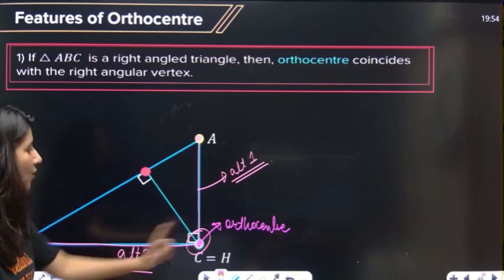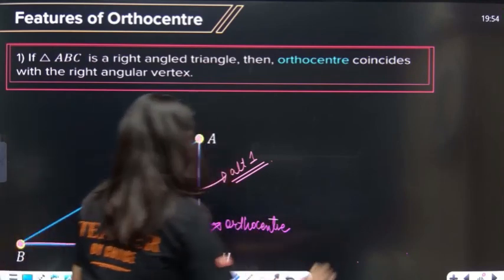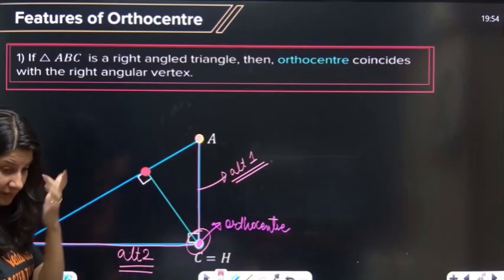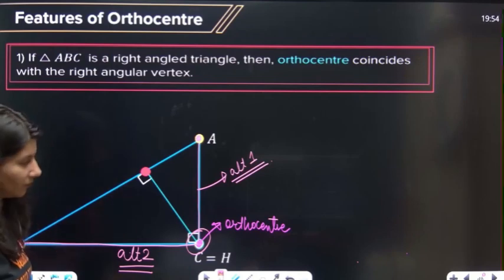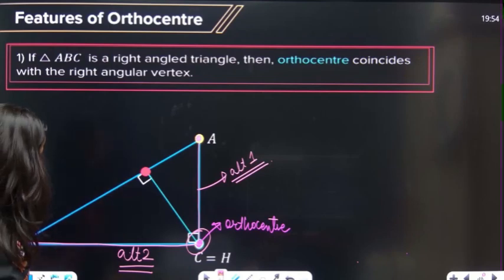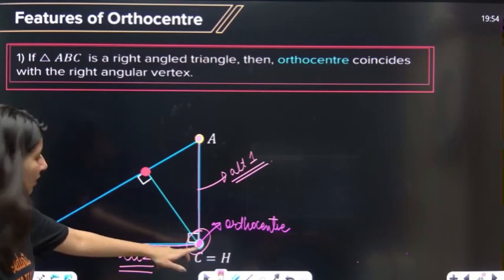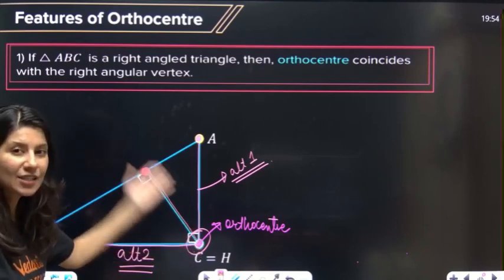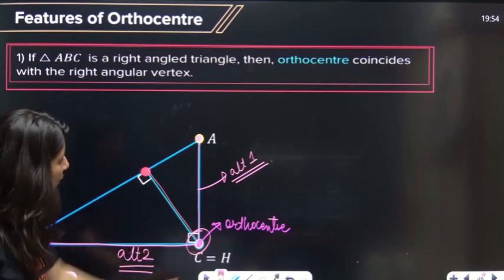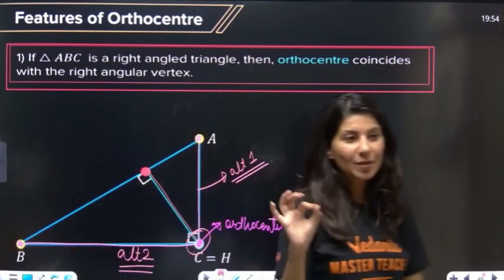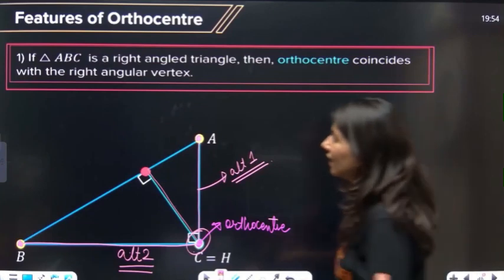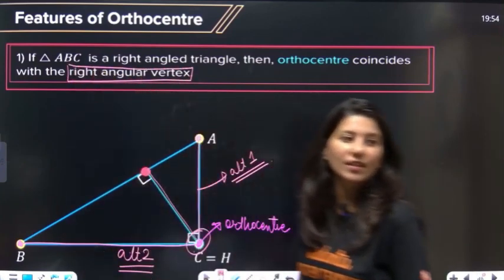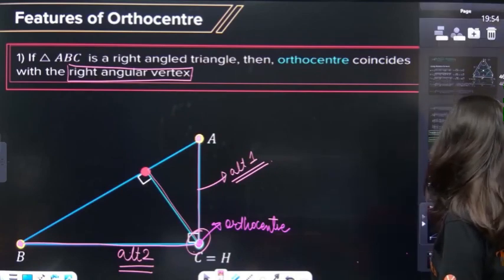Okay, so this is your orthocenter. And last, just drop a perpendicular from this to this. So again, this starts from C only, na? So the meeting point is nothing but C. So what do you remember? In a right angle triangle, the orthocenter is nothing but the right angular vertex. Okay, everybody getting it?